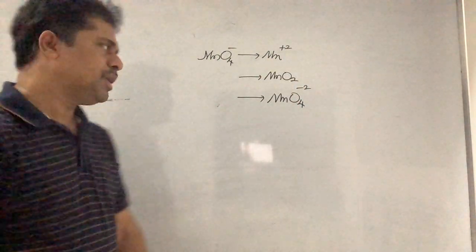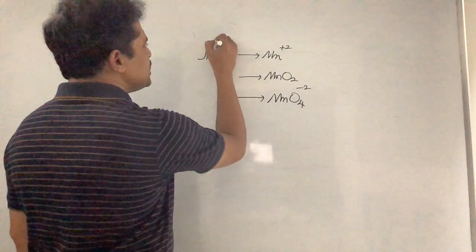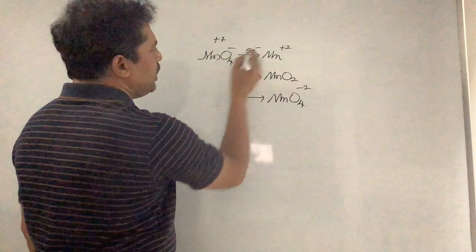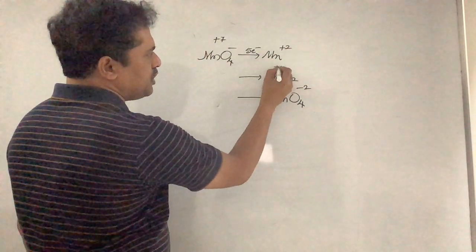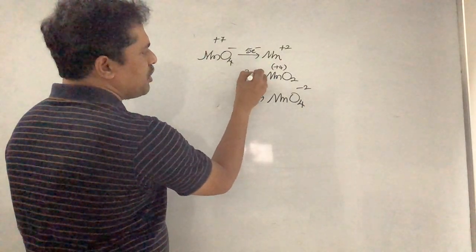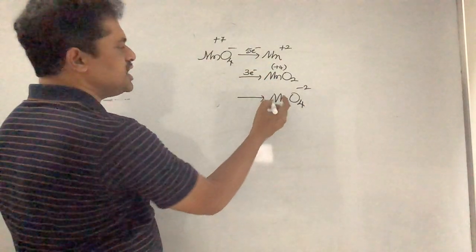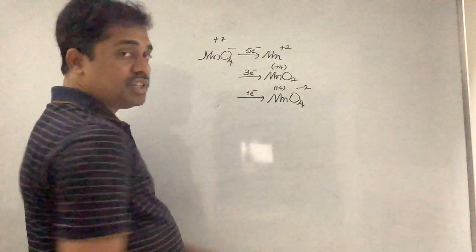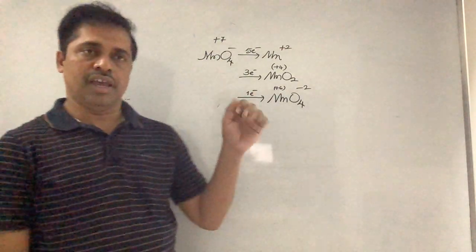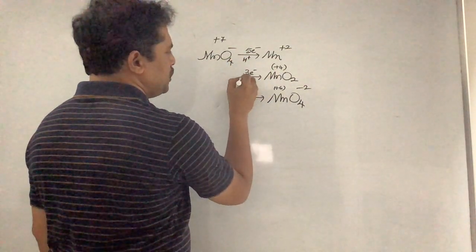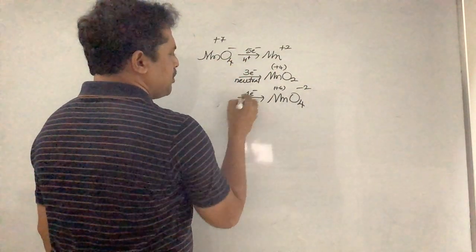Why? Because in the first case, the change in oxidation state is from plus 7 to plus 2. The change is 5 electrons. Here the change is from plus 7 to plus 4. The change in oxidation state is 3, so 3 electrons. Here the change in oxidation state is plus 7 to plus 6, one electron is involved. So these are the direct questions. They will ask you direct questions. This happens in acidic medium, this happens in neutral medium, and this happens in basic medium.